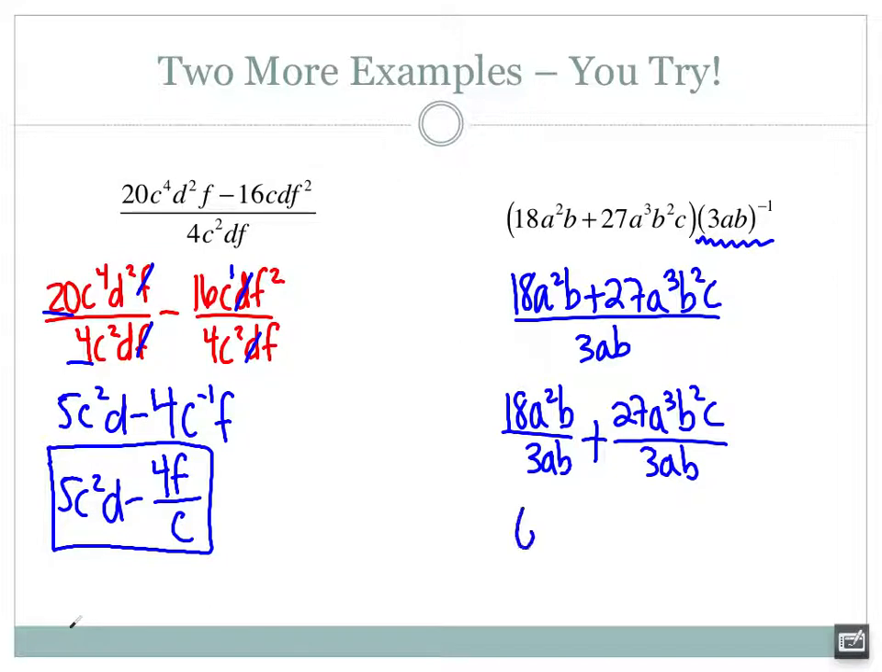18 divided by 3 is 6. a squared over a is a. There's one b in the numerator, one b in the denominator. They divide to be 1, so I don't even need to write b. Now I'm going to add. 27 divided by 3 is 9. a to the third over a is a squared because I want to subtract. And then I have bc. That's my final answer.